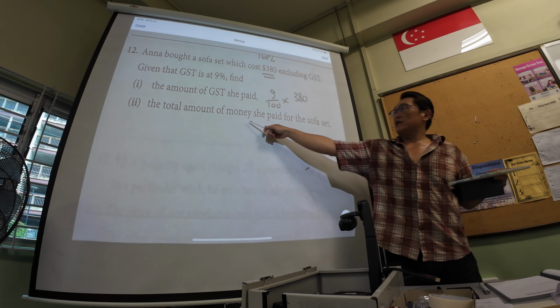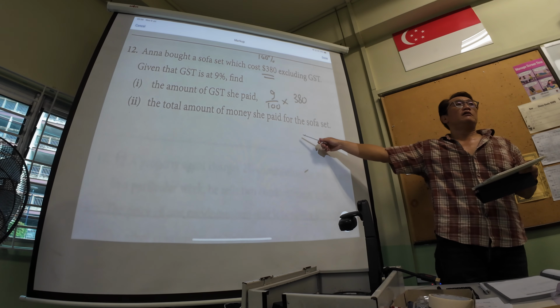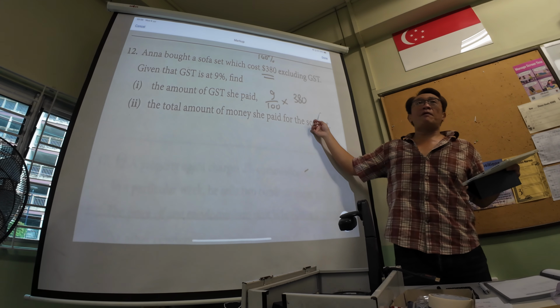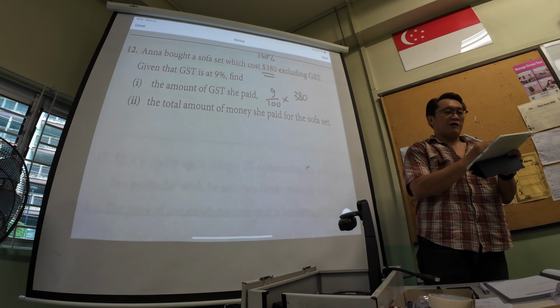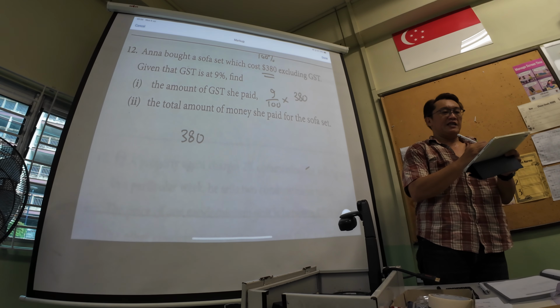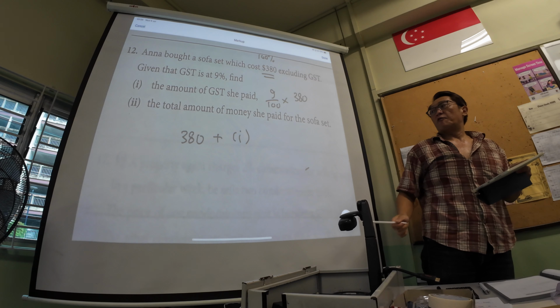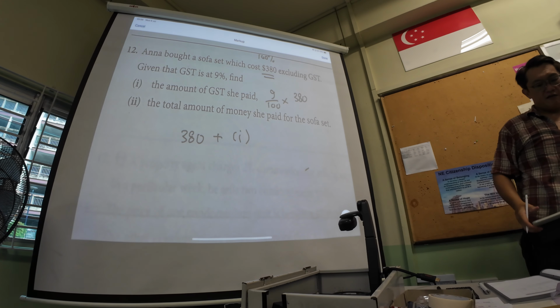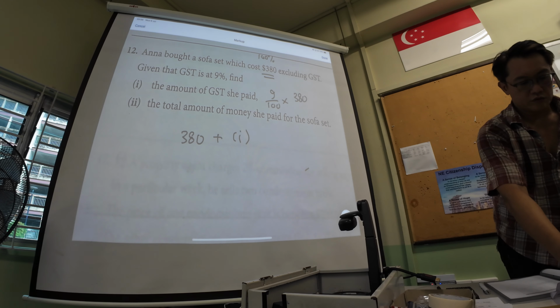Then the total amount of money she paid. So this one is original plus the amount of GST. So the second part will be 380 plus the answer from part 1. Okay? Try, go, do.